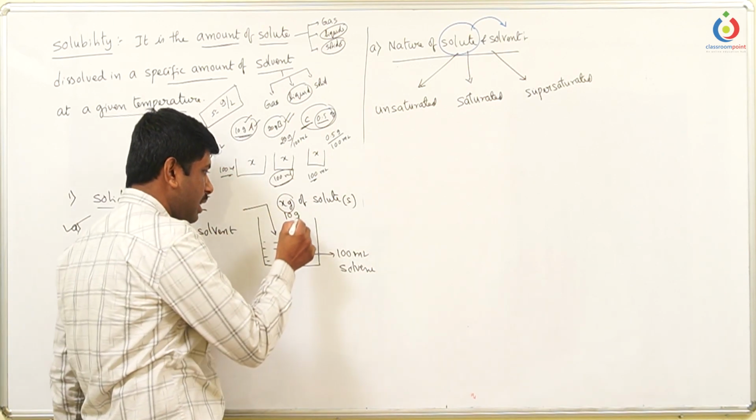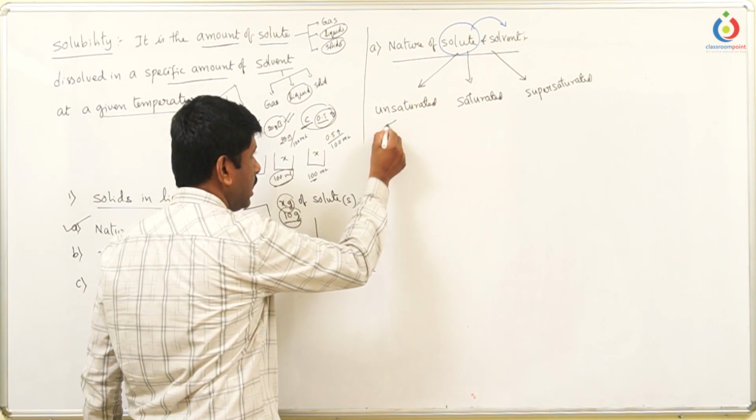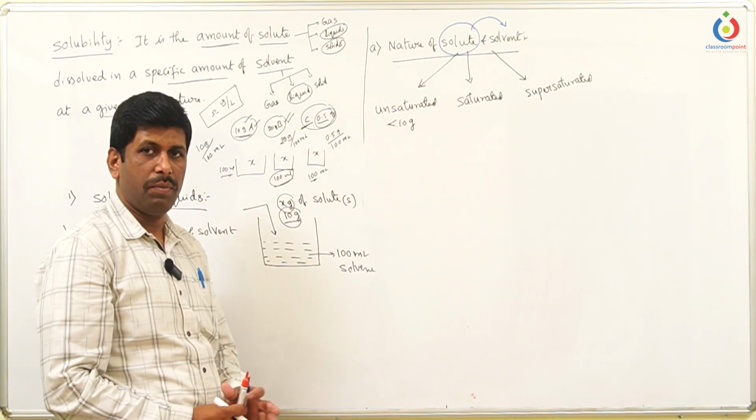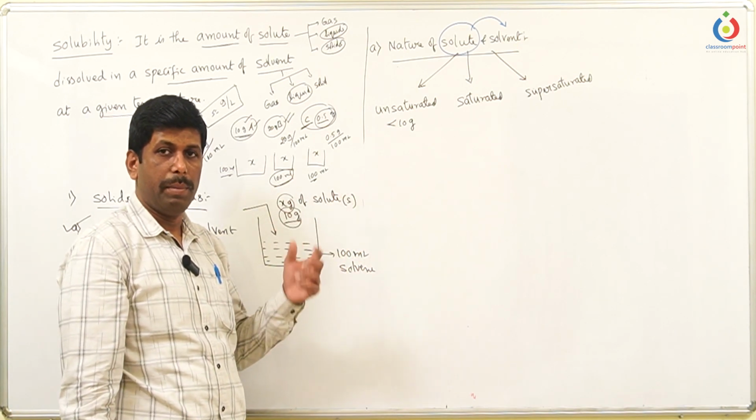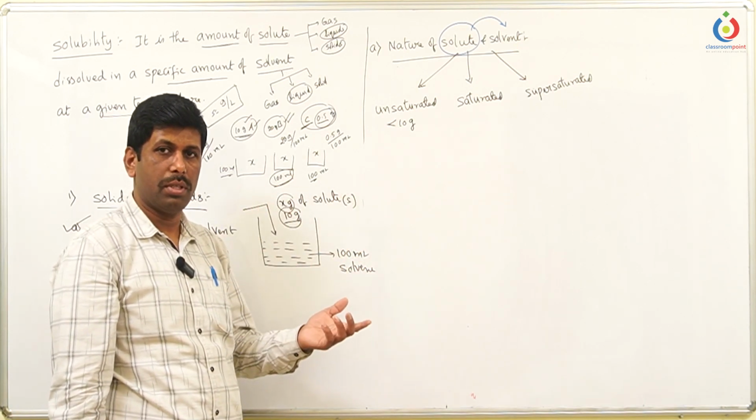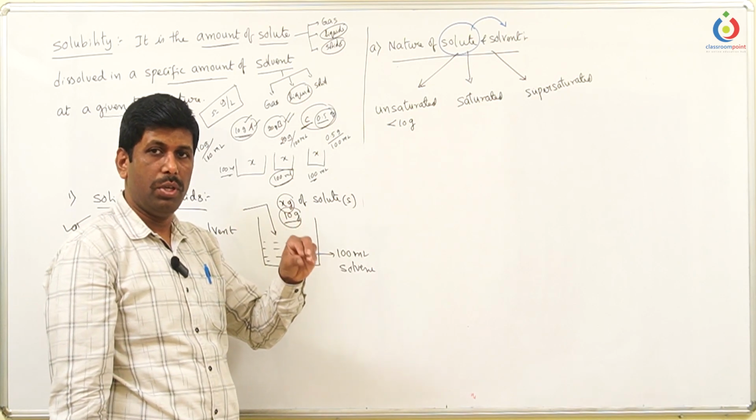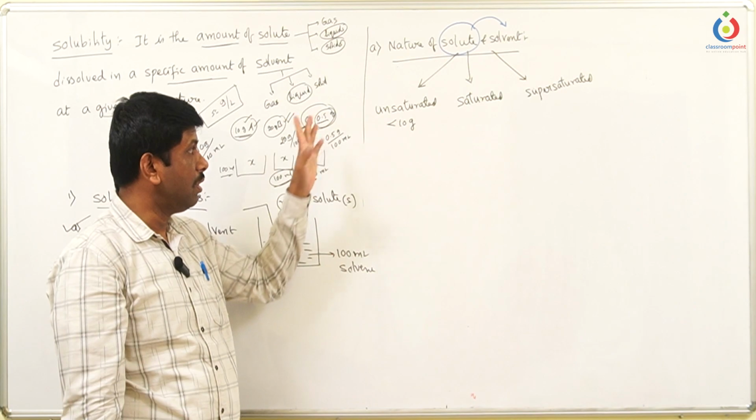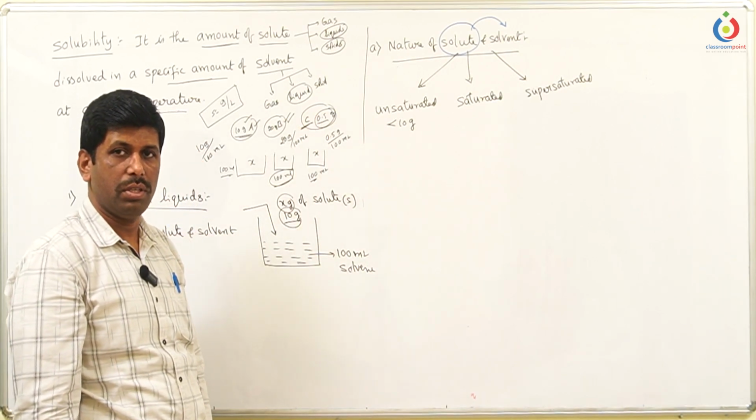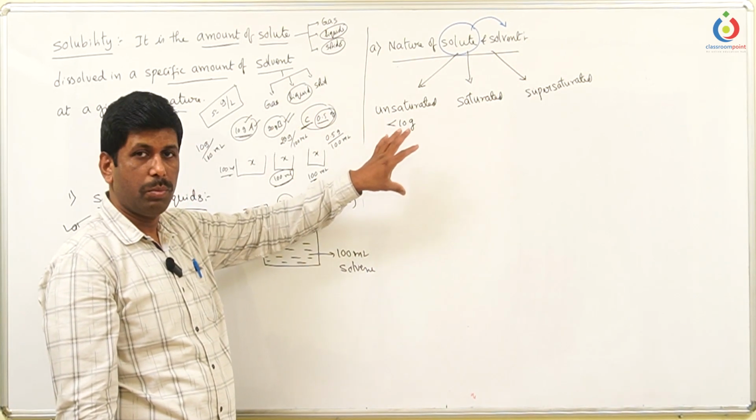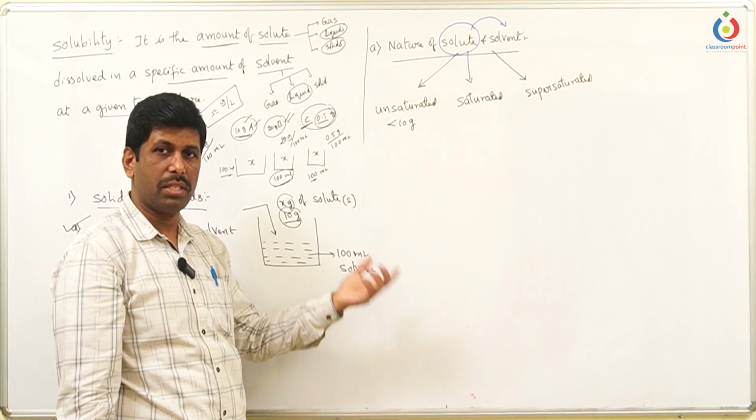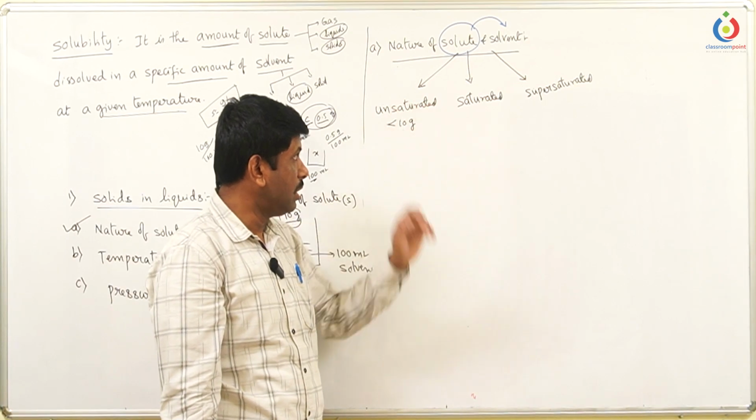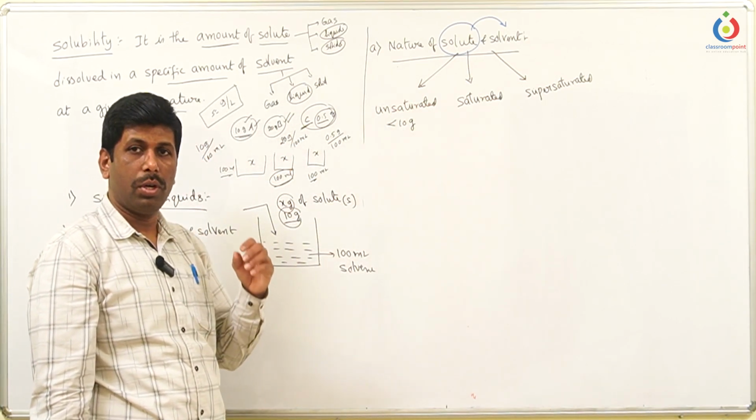So if less than this amount is dissolved, less than 10 grams in this case, imagine 5 grams of solute I added, but still there is space for 5 more grams. That means more amount of solute can be dissolved in the solution, then such types of solutions are called unsaturated solutions. So these are the solutions in which more solute can be dissolved because there is still space for the incoming solute.